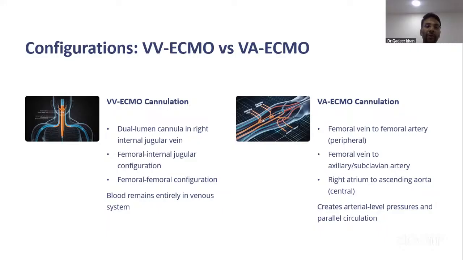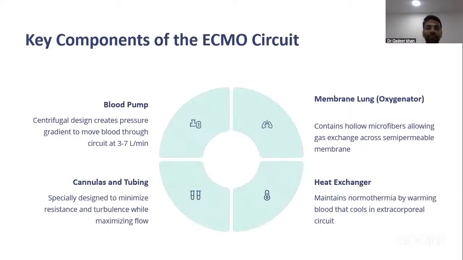We also have newer cannulas like the Avalon cannula, which is a dual lumen cannula, where a single double lumen cannula is placed in the IJV, with a drainage limb and the return limb in the same cannula. The ECMO cannulation for VA is again of two types. A central cannulation, where we cannulate directly into the major vessels, and the other is a peripheral VA ECMO cannulation, femoral vein to femoral artery or femoral vein to axillary artery. Directly from the right atrium to the ascending aorta is central VA ECMO.